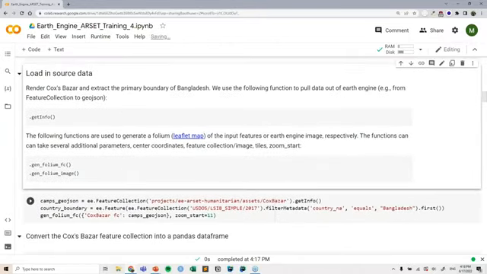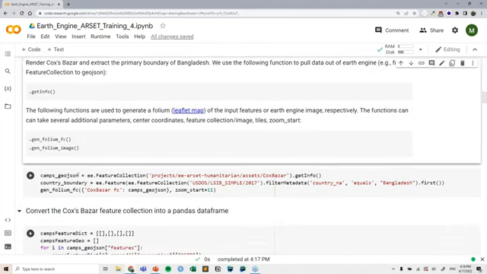So the first step really in our process is to load in the source data. And so we have two functions here that we'll use throughout the process. The first is this get info call, and that's often restricted in the JavaScript environment in the Earth Engine GUI. However, we'll use that to essentially pull data out into the Python environment here. The second are the two functions that I've defined above. This allows us to either generate a map of the feature collection, so for example, a map of Cox's Bazar, or an image here, and you'll see that in a second.